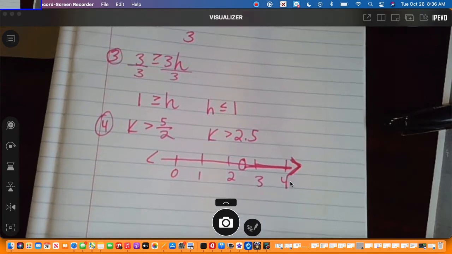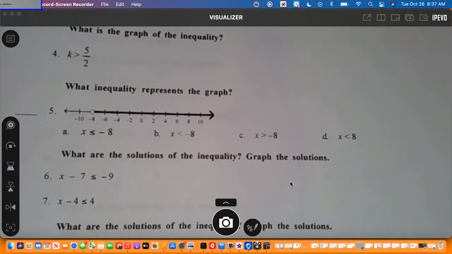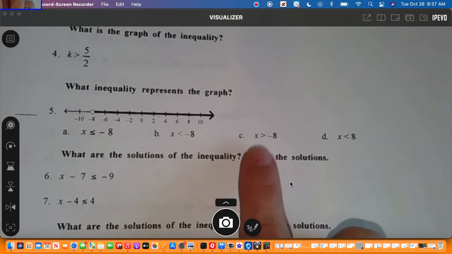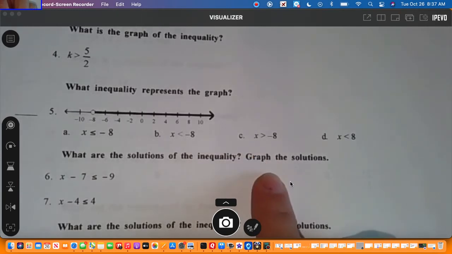Let's keep going. Number 5, I'll just put it up here. It says, which inequality represents the graph? Well, we have numbers that are greater than -8, right? We're going to the right. And it's an open circle, so it's just the greater than sign. Did y'all get C for that one? Yes, ma'am. All right. And so far, all of those are looking like they are on the test. Okay? 1 through 5.